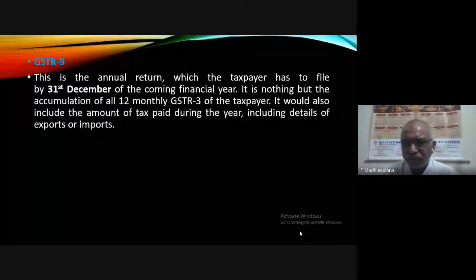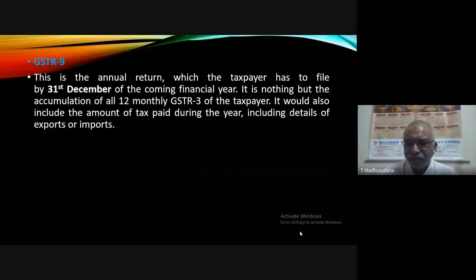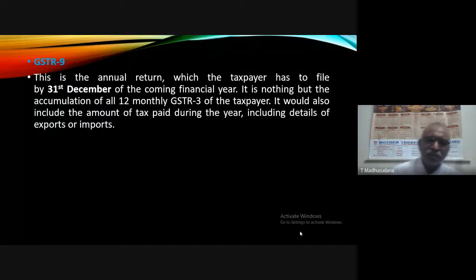That means for the total 12 months, what are the total purchases, total sales, total tax paid, total tax received, all the details are available in the GSTR 9. That data relates to the 12 months period. It would also include the amount of tax paid during the year, and the details of exports and imports. That means it includes every data in the GSTR 9. Okay.